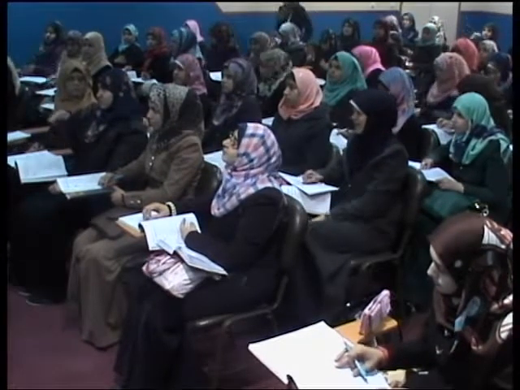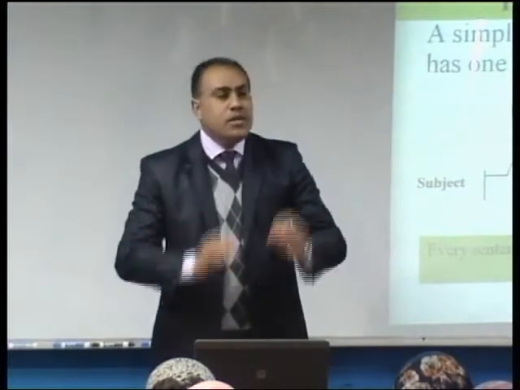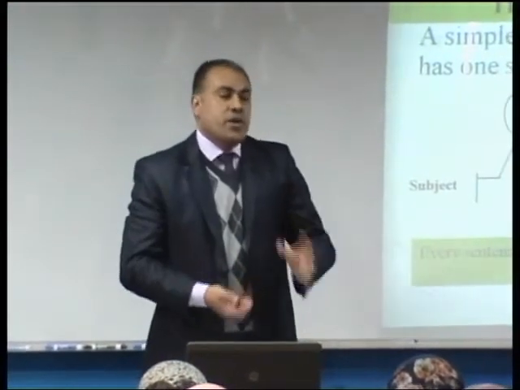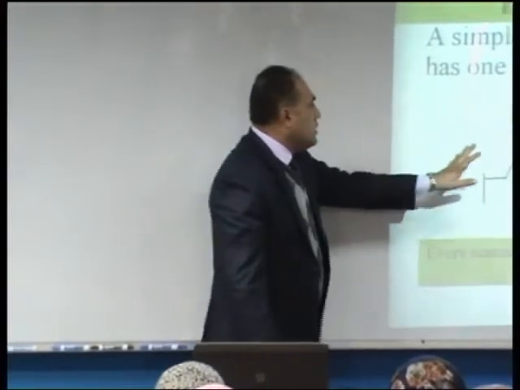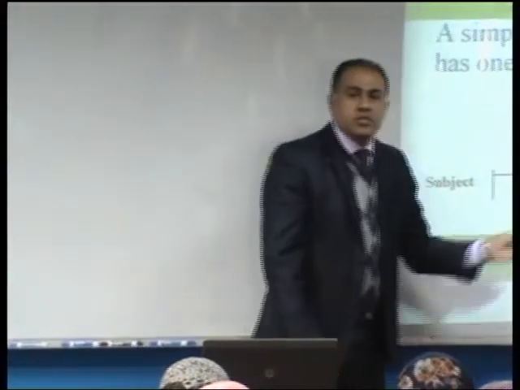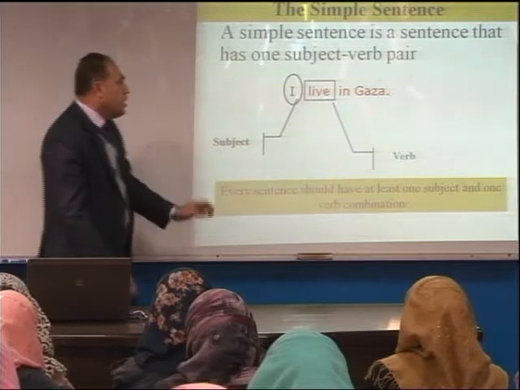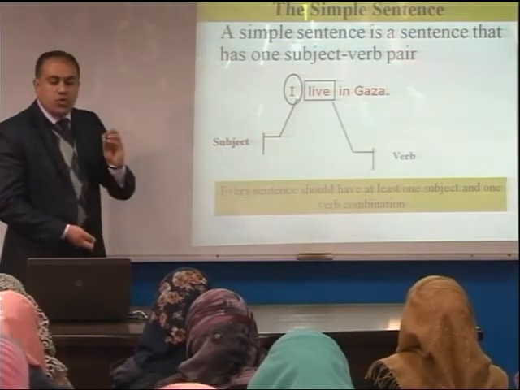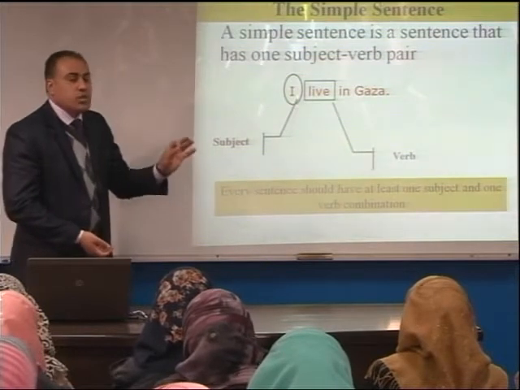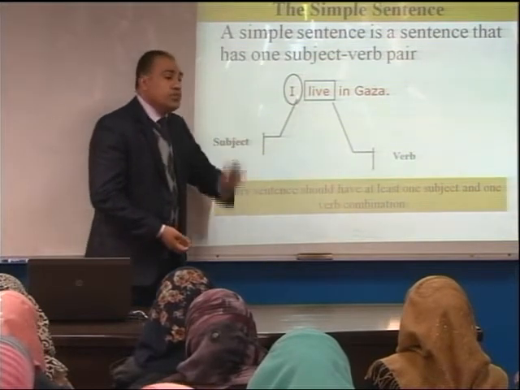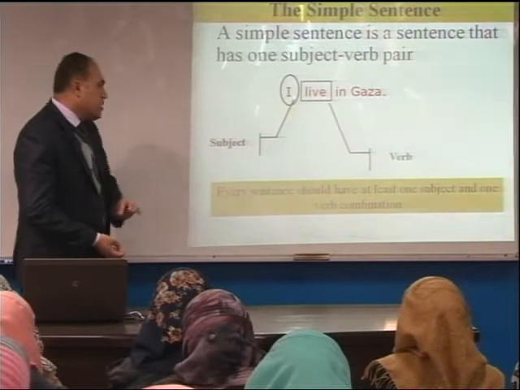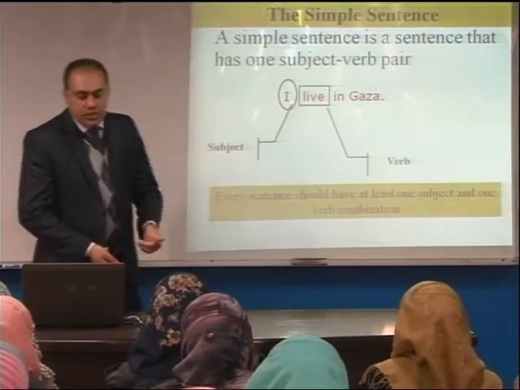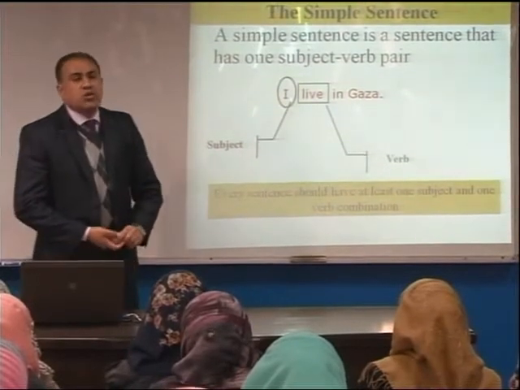Okay, so it's very much like what we talked about last time. It has a subject and a verb combination, or subject and verb pair. For example, a sentence like this one is considered a simple sentence: I live in Gaza. So a simple sentence is a sentence that has one subject-verb pair. Just remember that every simple sentence should have at least one subject and one verb combination.